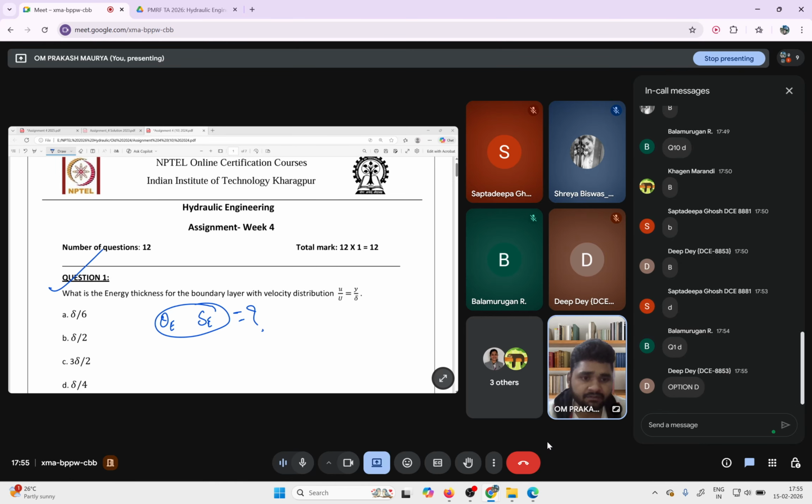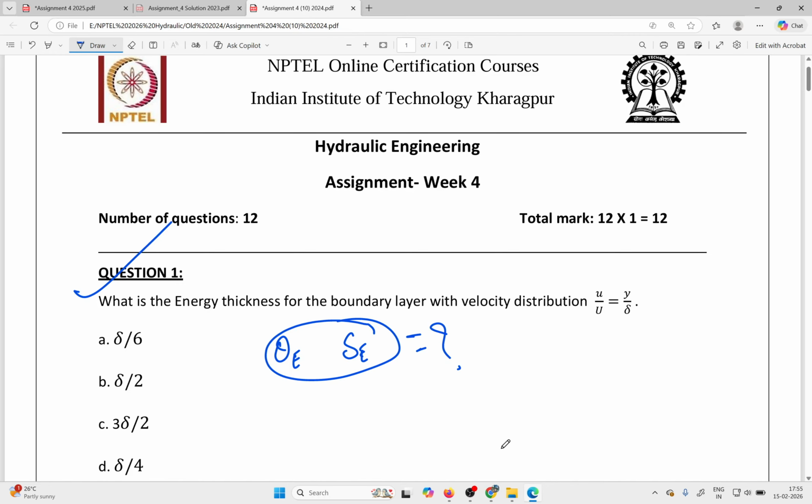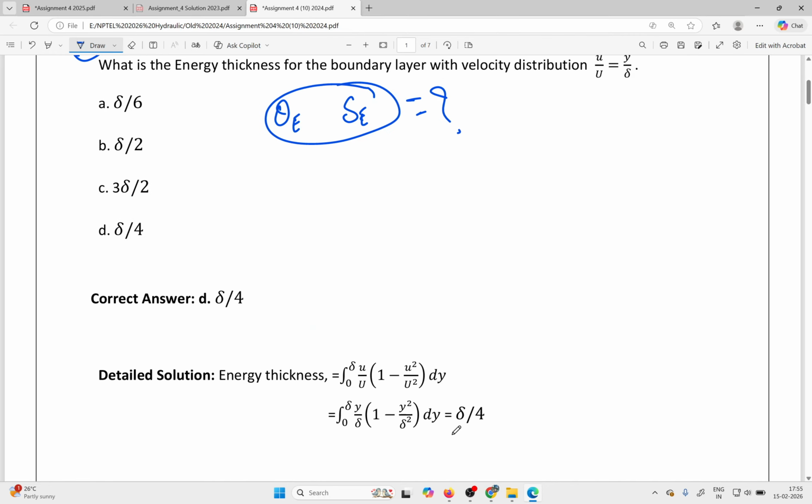Option D, okay, fine. Deep is also telling option D. Okay, maybe option D will be correct. Let me just show you. Yes, option D is correct. But how? So the formula is for energy thickness.